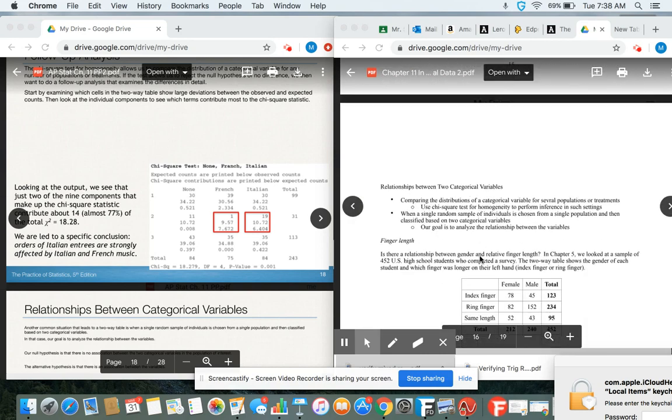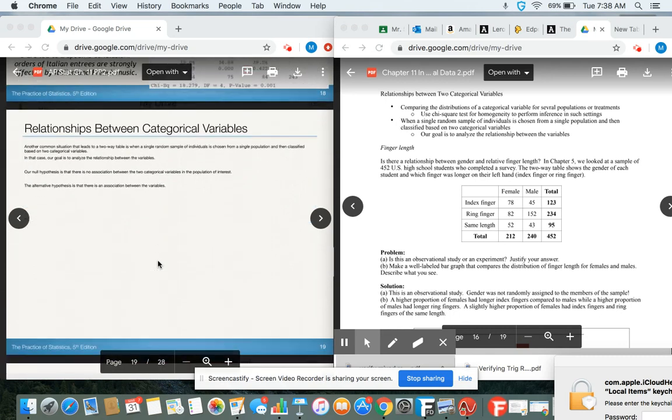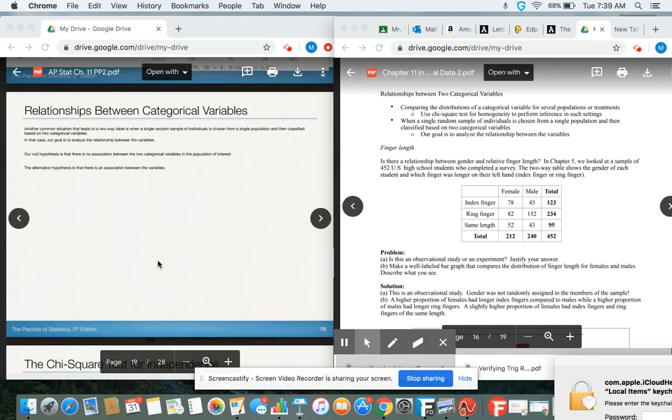Let's just continue with the notes here. All right, now the last type of chi-square test. The first one we did was chi-square test for goodness of fit, then chi-square test for homogeneity, and now we're going to look at what's called a chi-square test of independence.